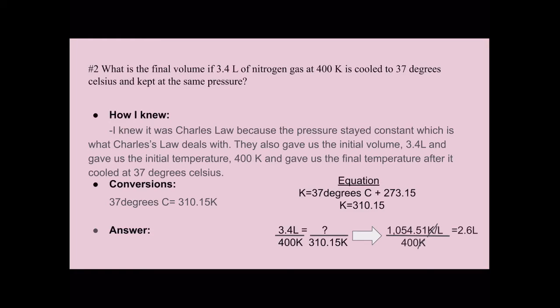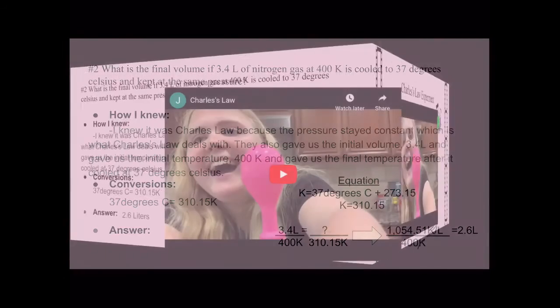After cross multiplying, I got 1054.51 Kelvin liters divided by 400 Kelvin. The Kelvins would cancel out, and I got the answer of 2.6 liters.